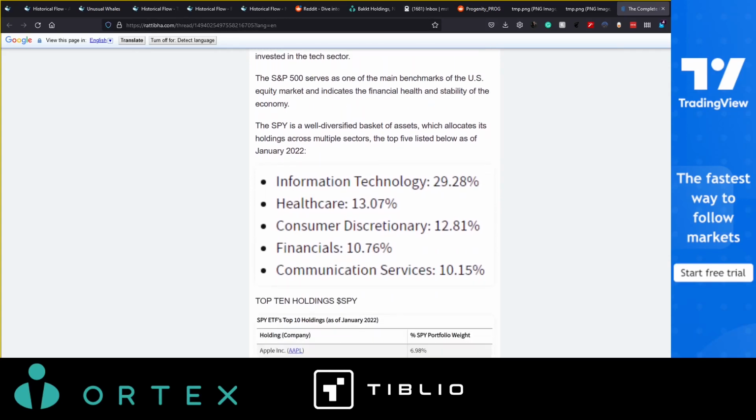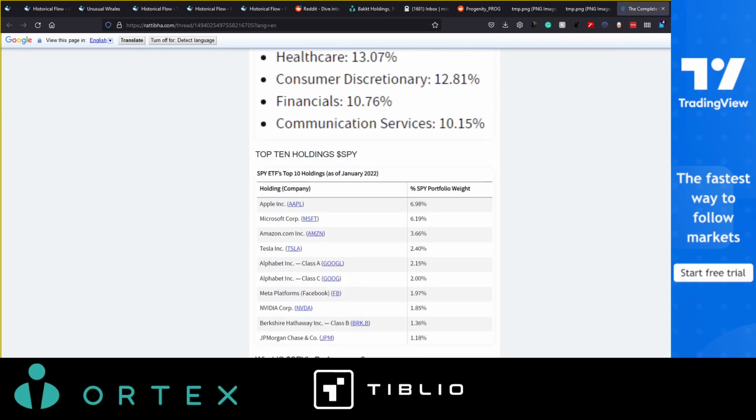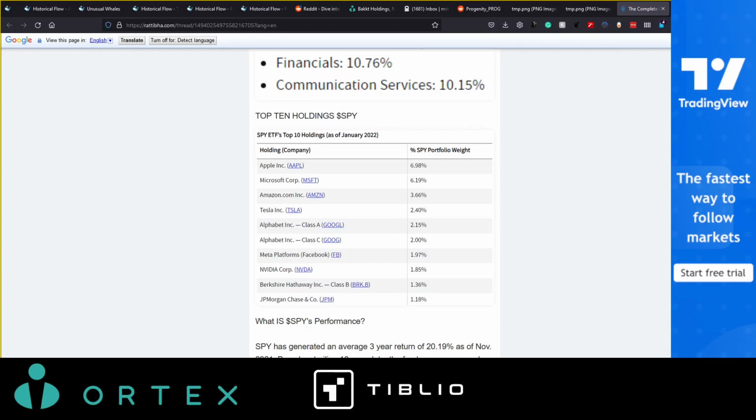So as Mr. Banks describes it, the weighting of the SPY is heavily influenced by the information technology sector, as well as healthcare, consumers, and the financial sector, as well as communication services. The top 5 holdings that have the greatest weight in the portfolio are as follows, with Apple, Microsoft, Amazon, Tesla, and Google making up the top 5, and then Google's Class C, Facebook or Meta Platforms, Nvidia, Berkshire Hathaway, and JP Morgan Chase Bank.